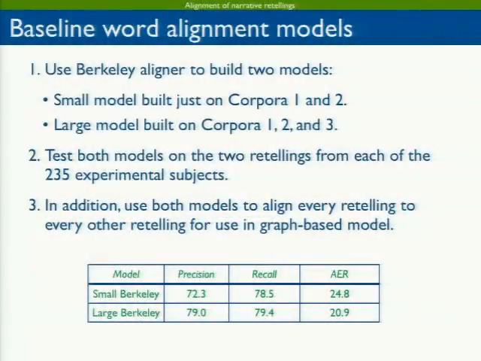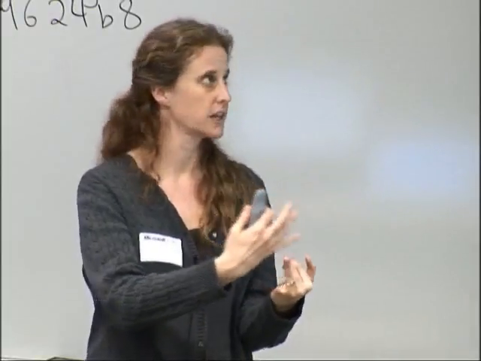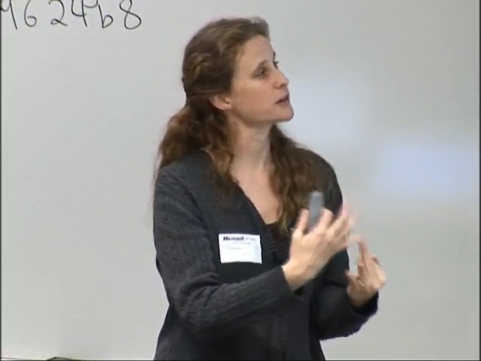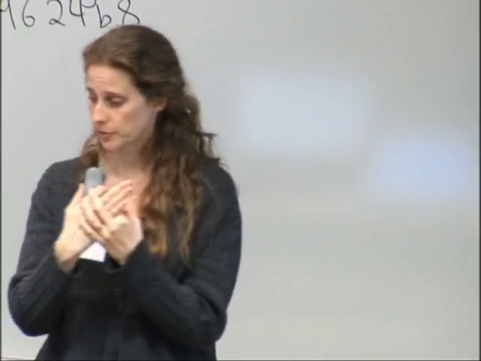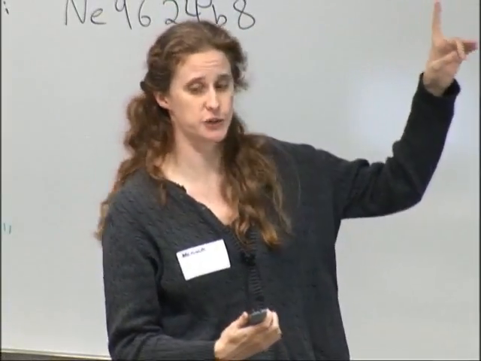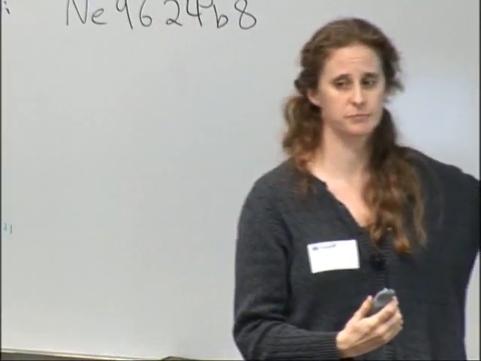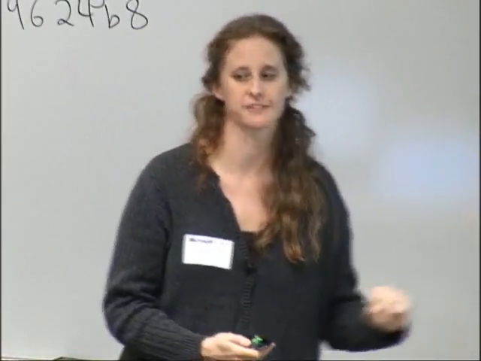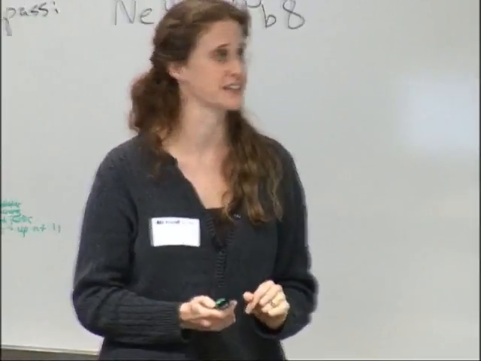So what I do is I use the Berkeley Aligner to build 2 models. The small model is built just on corpus 1 and corpus 2, just the retelling to source and the word identities. The large model is built on all 3 corpora. It takes like 2 or 3 minutes to build the first one. It takes like 12 to 24 hours to build the second one. Very, very big difference in time required to build these kinds of models.